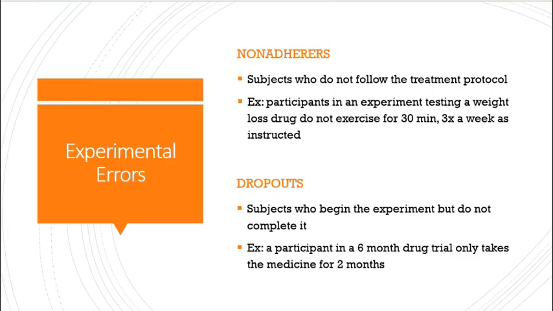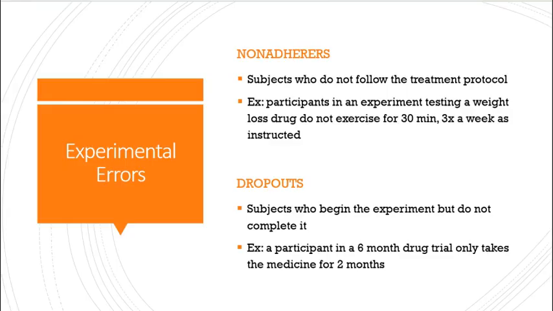All right, things we need to watch out for. Two groups of people, non-adherers and dropouts. So non-adherers are somebody who doesn't follow the treatment protocol. So if we have a weight loss drug and we tell people they have to exercise for 30 minutes 3 times a week and they don't do it, and let's say they don't lose weight. Now, as an experimenter, I don't know, did they not lose weight because the drug doesn't work, or did they not lose weight because the drug requires exercise and they didn't do it? So they have now messed up my results.